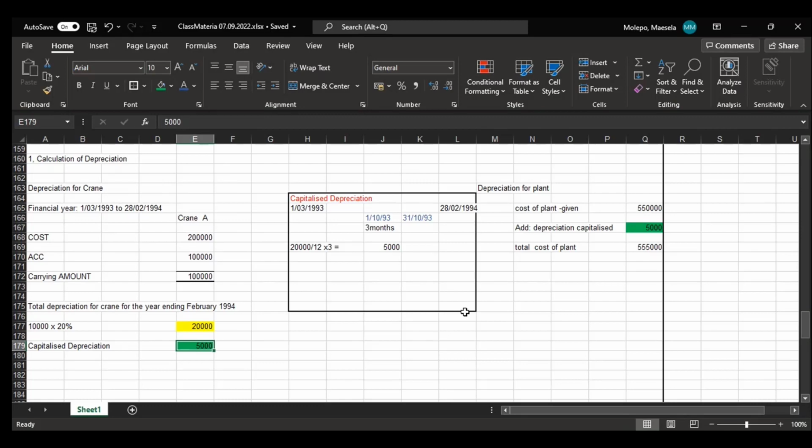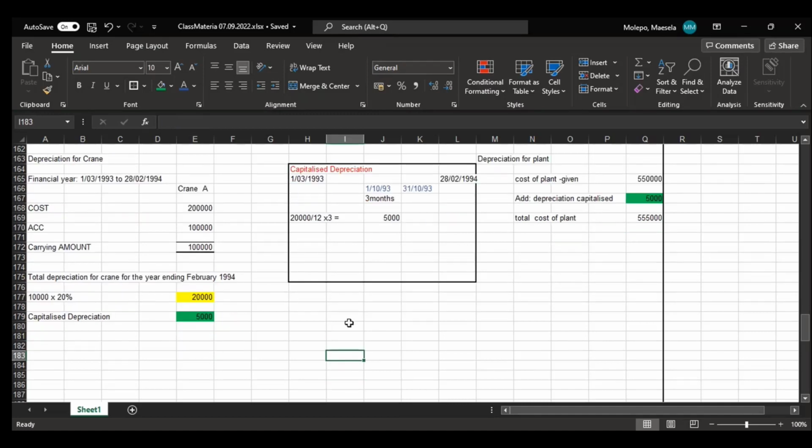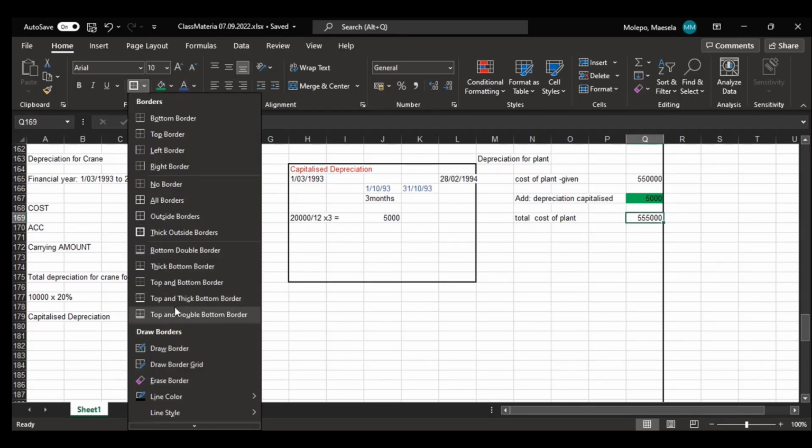Because here I don't want anyone to fall behind, that's why I will keep on checking. There is no way that you're going to write this FAC without this exercise of depreciation and capitalization. So now we agree that the total cost of the plant is now 555,000.